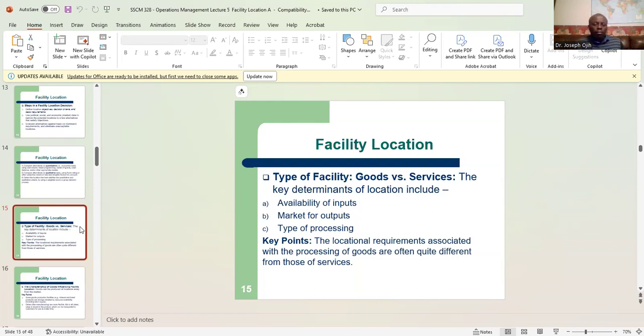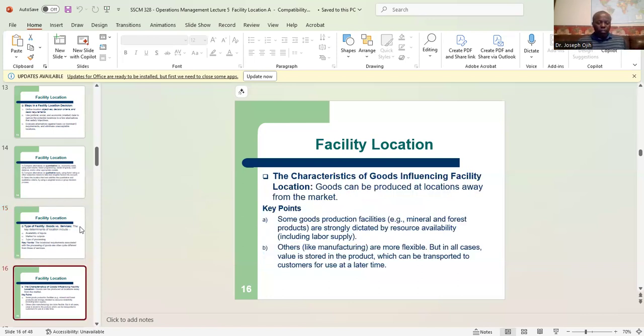Now let's look at this. For goods and services, we take a look at the availability of inputs like raw materials, and the market for outputs. Yes, we have inputs, we have raw materials here. How about the market? Then the type of processing. Normally, I would say the location requirements associated with processing of goods are often quite different from those of services. Yes, because there are two different things. Goods are tangible, services are intangible. So the locational requirement might be different.